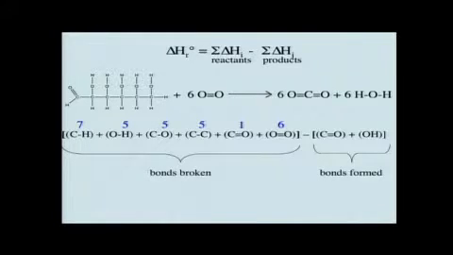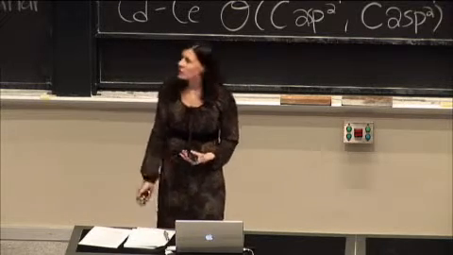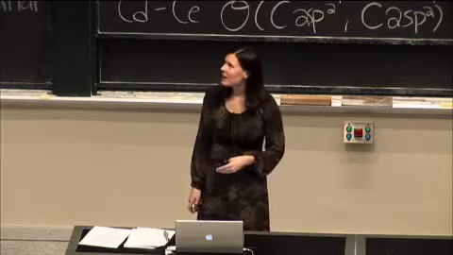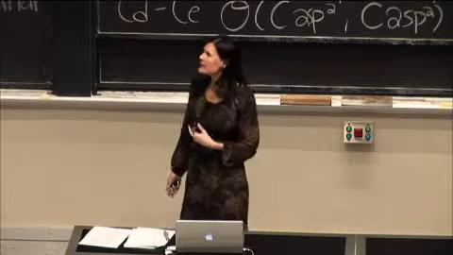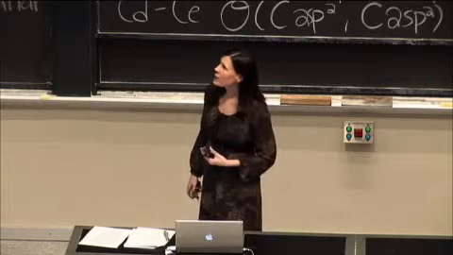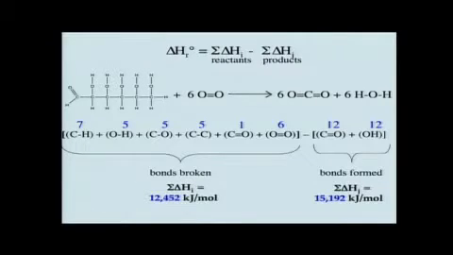So if we add up all of the bonds that are broken, and we subtract from that the bonds that are formed, those strengths, the C double bond O, we have 12 of those. And how many OH bonds do we have? Right, 12 as well. So if we add up all the bonds broken, what we end up with is 12,452 kilojoules per mole, and it's per mole of glucose that's oxidized. And in terms of bonds formed, what we see is 15,192 kilojoules per mole.